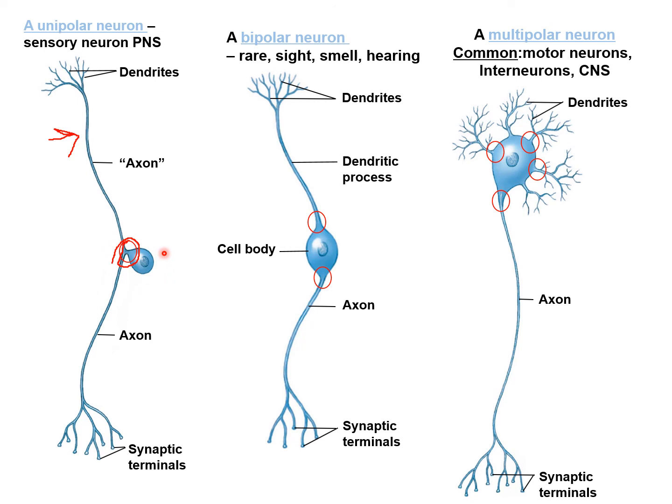So unipolar, these are mostly sensory neurons in the peripheral nervous system. For the most part, they are carrying a single message from many, many different places.